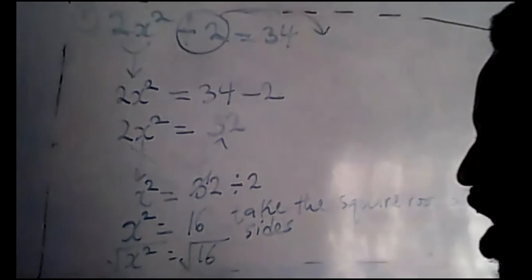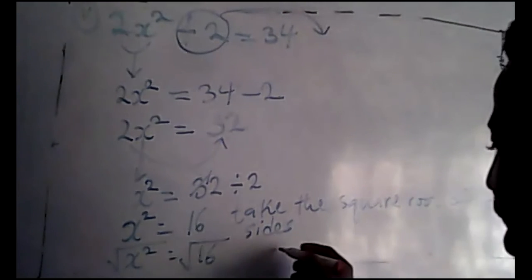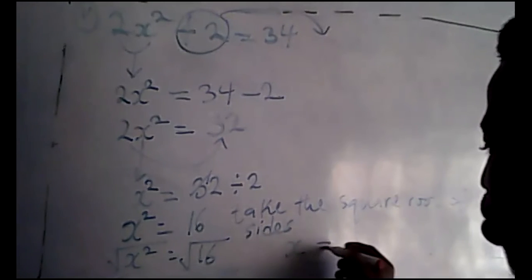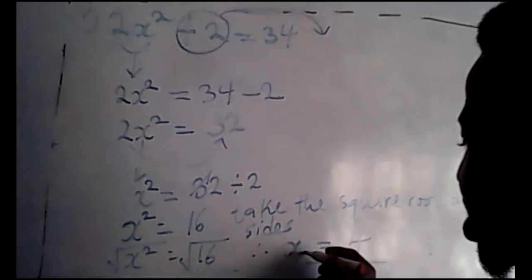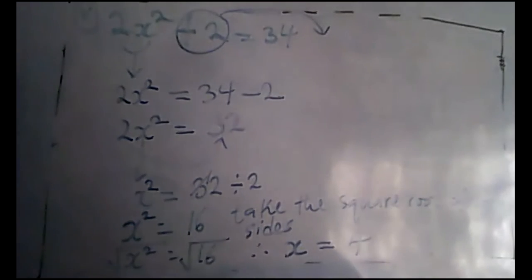So what's the square root of x squared? The square root of x squared is x. What's the square root of 16? 4. Therefore, x equals 4. So your answer is 4.